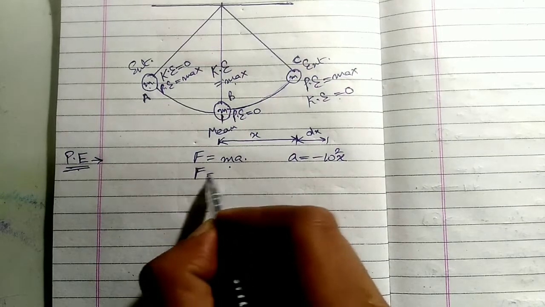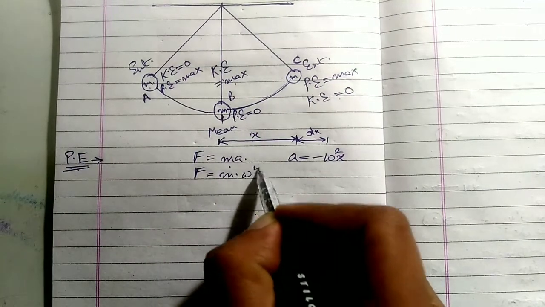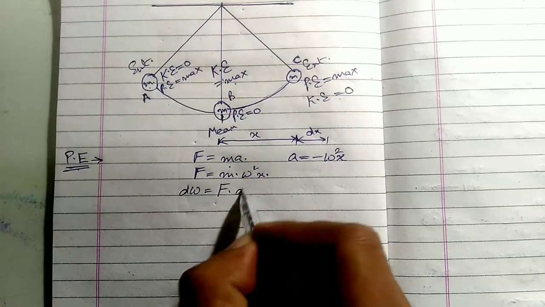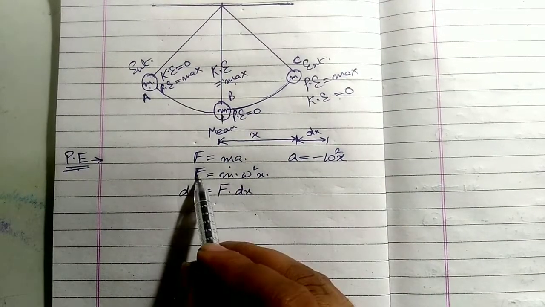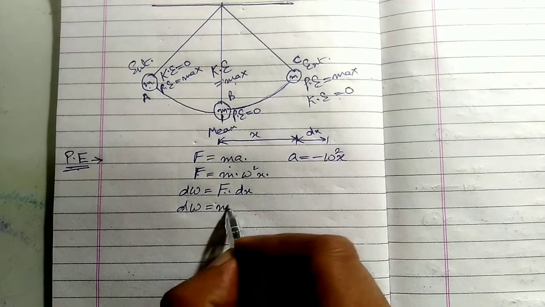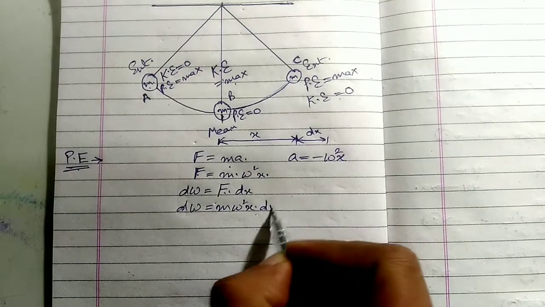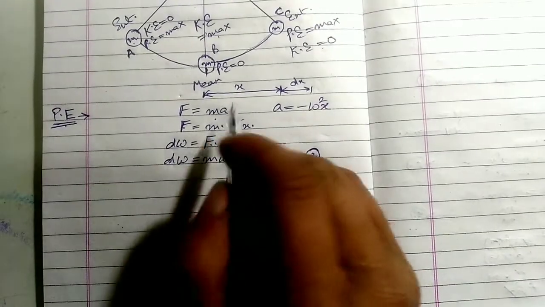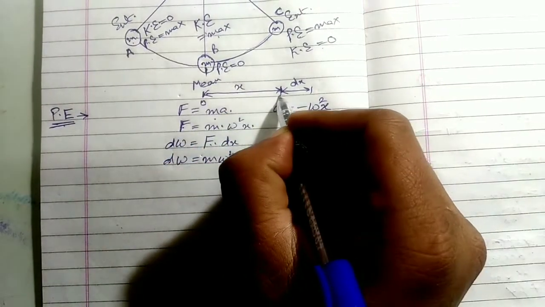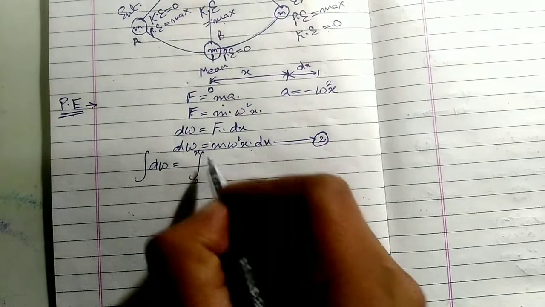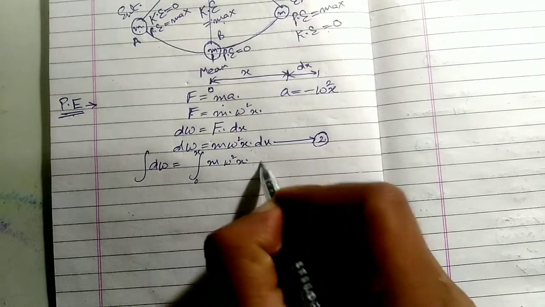So we can write F is equal to m into omega square x. Small work done is given by F dot dx. If we put the value of this equation here, we get dW is equal to m omega square x into dx. Now we have to integrate between limits. This is 0 and this is x position. So integrating, dW is equal to integral from 0 to x of m omega square x into dx.